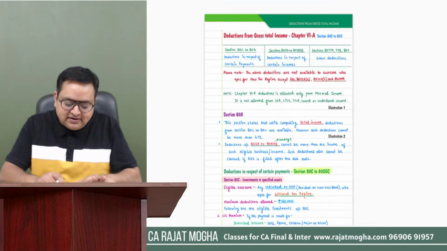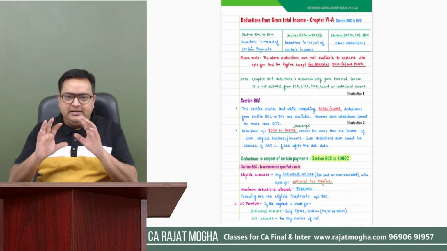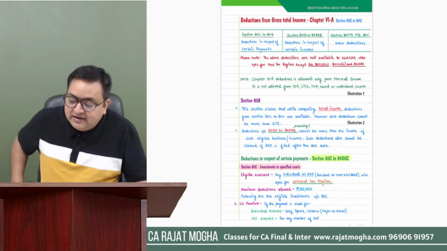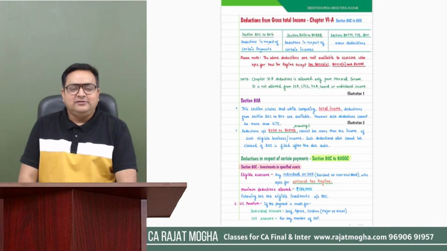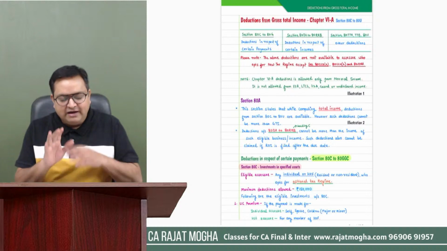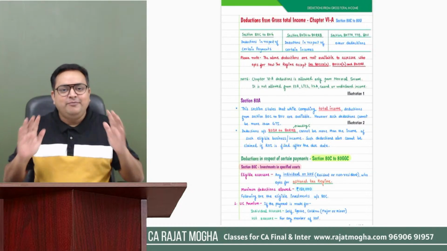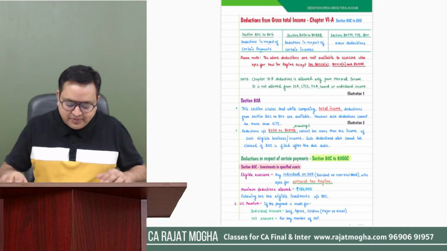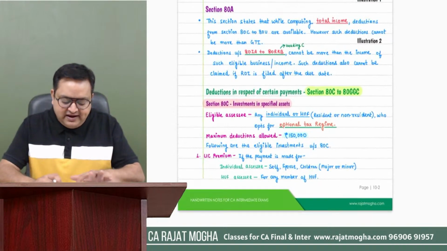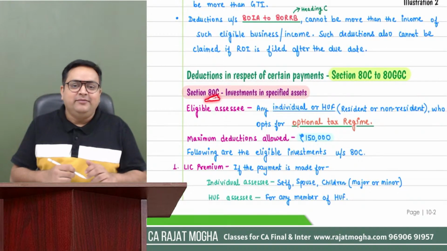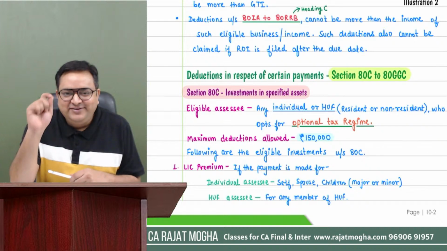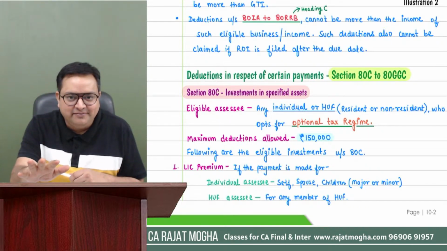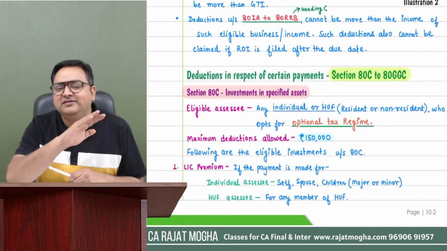So this was a basic background of Chapter 6A. I believe you understood the basic background, although we have not started any of the sections from 80C to 80U as of now. I have explained in detail so that your base should be strong, right? Now we'll go quickly. First section is 80C. First of all, tell me, if the assessee is following the new tax regime, can he claim deductions under 80C? The answer is no, sir.